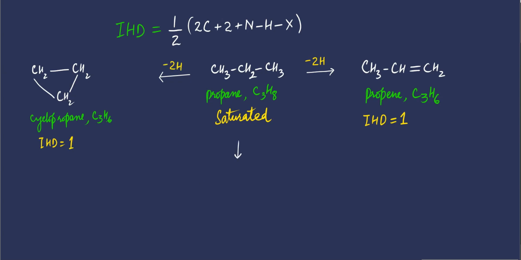If we put a triple bond between 2 carbons in this 3-carbon molecule, it is called propyne, with a molecular formula C3H4. The IHD equals 2. Because it has 4 hydrogens less than saturated propane. Alternatively, it can be said that propyne is formed from propene by removing 2 hydrogens.